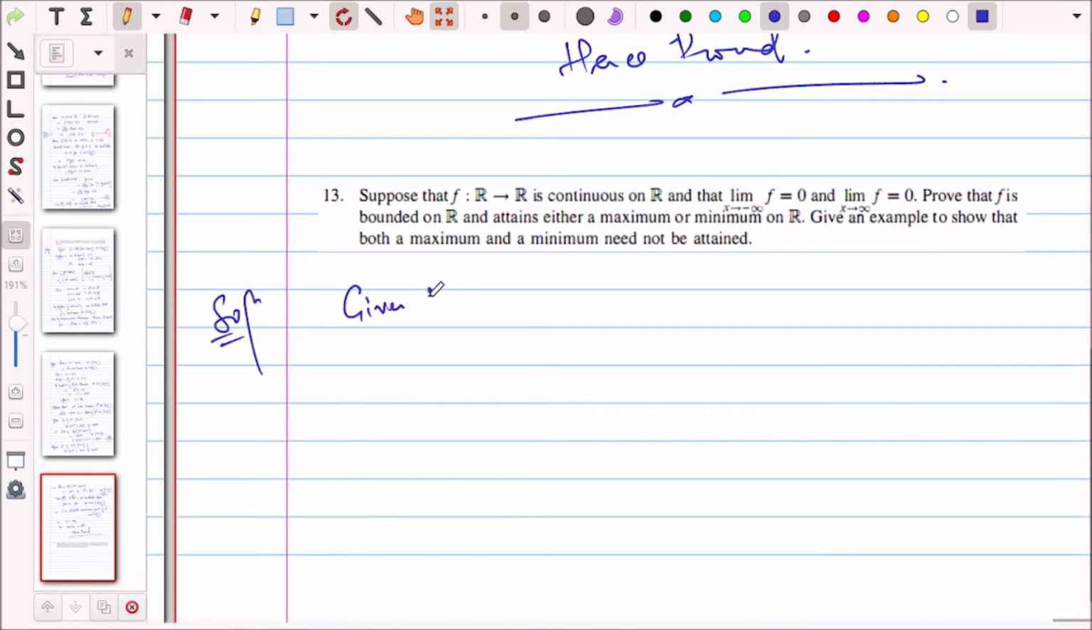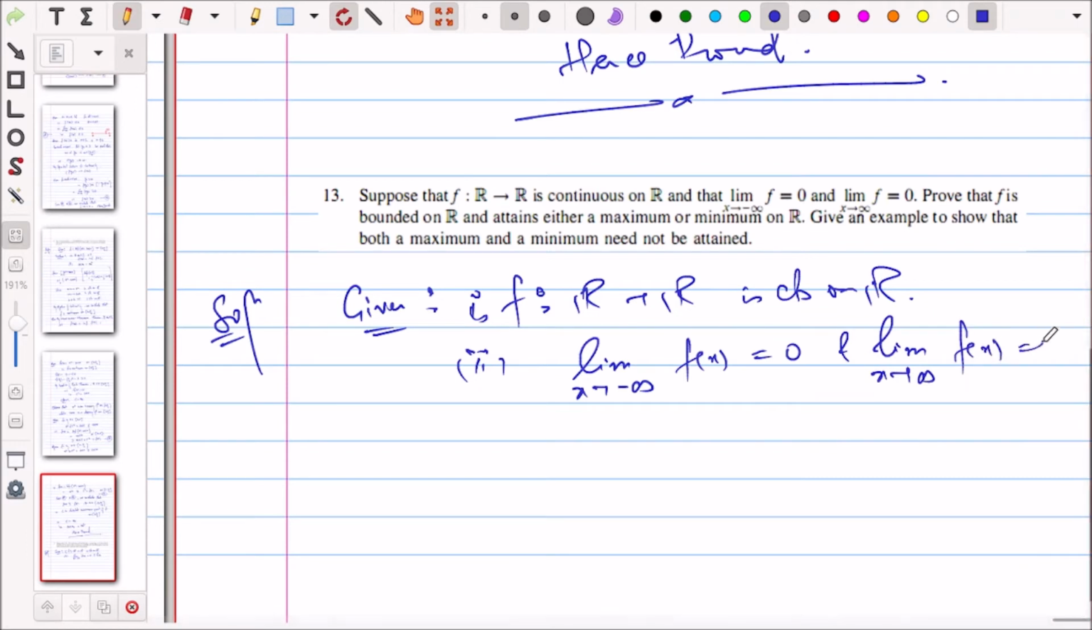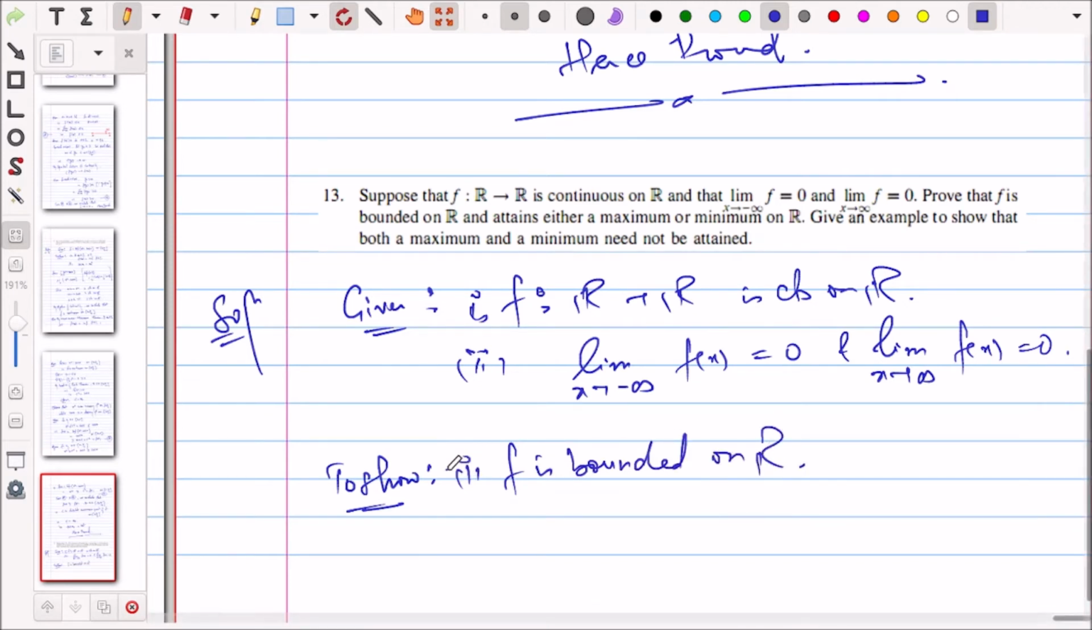So we are given that f from R to R is continuous. Second, we are given that limit x tends to minus infinity f of x is equal to 0. We are also given that limit x tends to infinity f of x equal to 0. We have to show that first, f is bounded on R, and second, f attains either a maximum or a minimum.